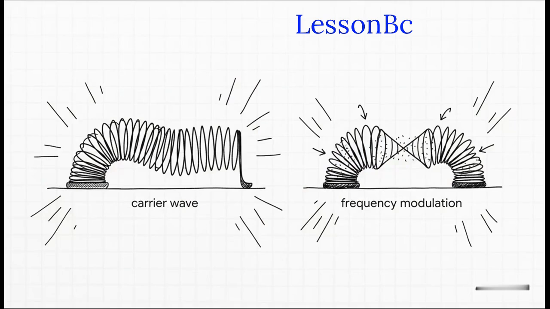This is such a great way to picture it, especially for FM. Imagine you've got a slinky stretched out with a nice, steady rhythm. That's your carrier wave. Now, if you start compressing some parts and stretching out others, you're encoding information into the distance between those little wave peaks. That's frequency modulation in a nutshell.